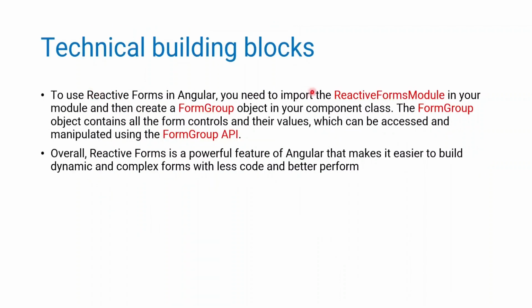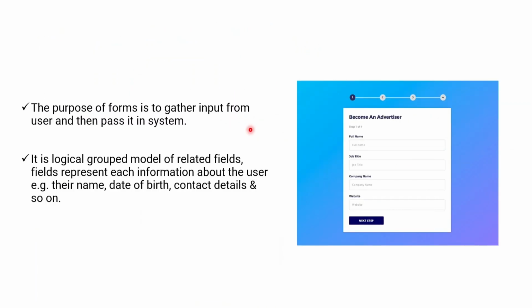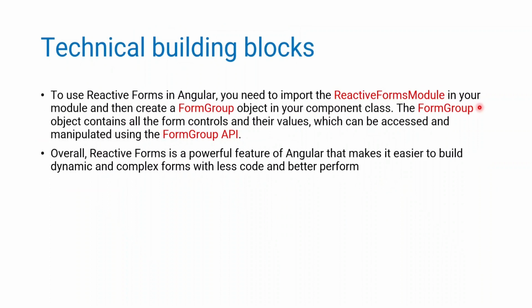In Angular, we need to import the reactive forms module in our app module, or wherever you are creating this form UI page. Then we create a form group object, and that form group object has the form controls. Imagine the form group as the entire form that I was showing, and the form controls are the fields of it. So in this example, this becomes an advertiser form group, and full name, job title, company name are the form controls in the language of Angular. I hope that makes sense. So that's what they are referring to here.